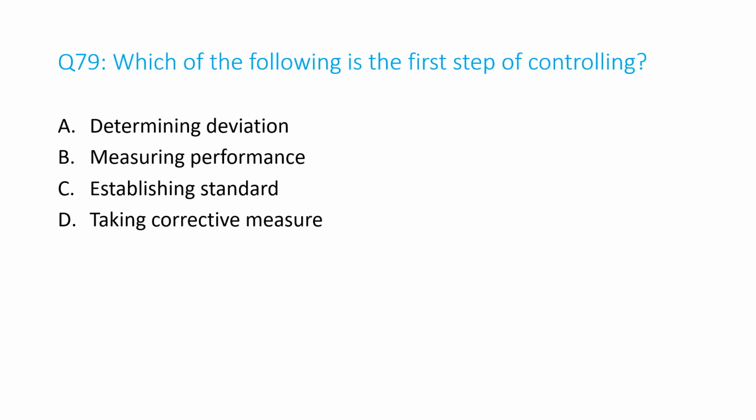And the answer is 79. Which of the following is the first step of controlling? A. Determining deviation. B. Measuring performance. C. Establishing standard. D. Taking corrective measures.